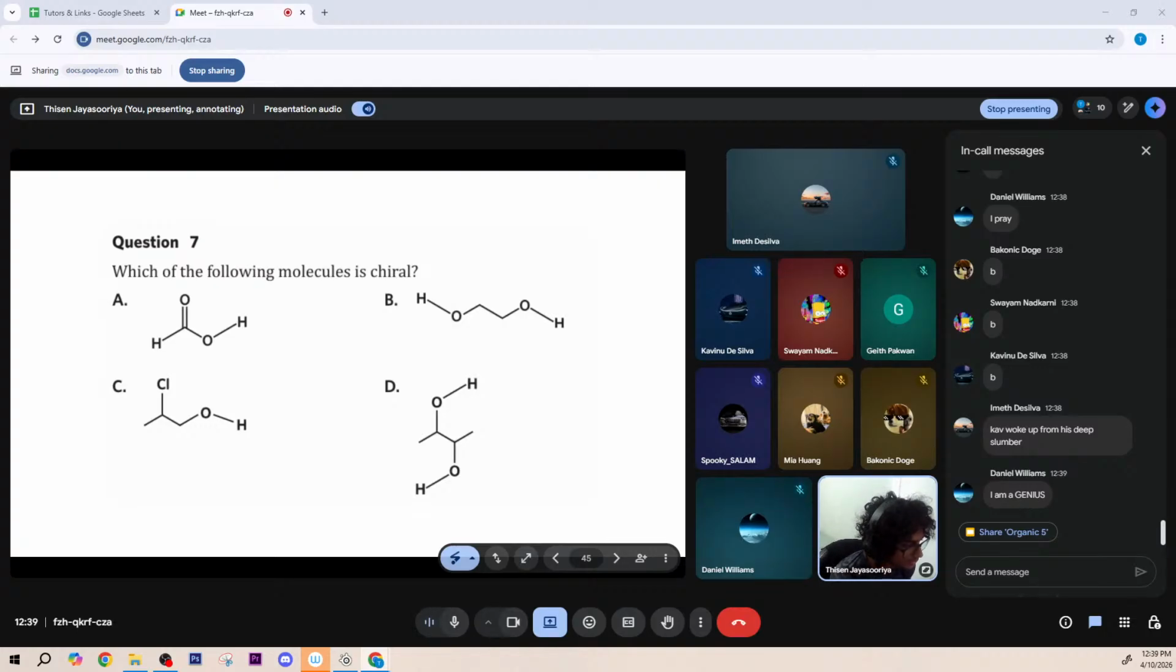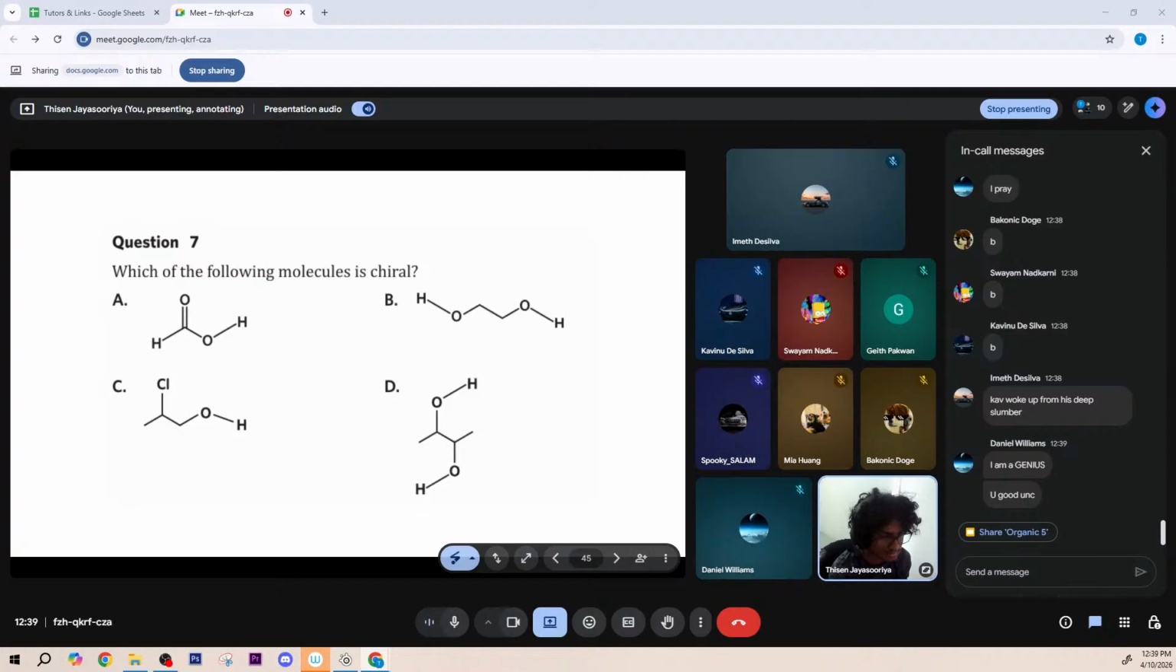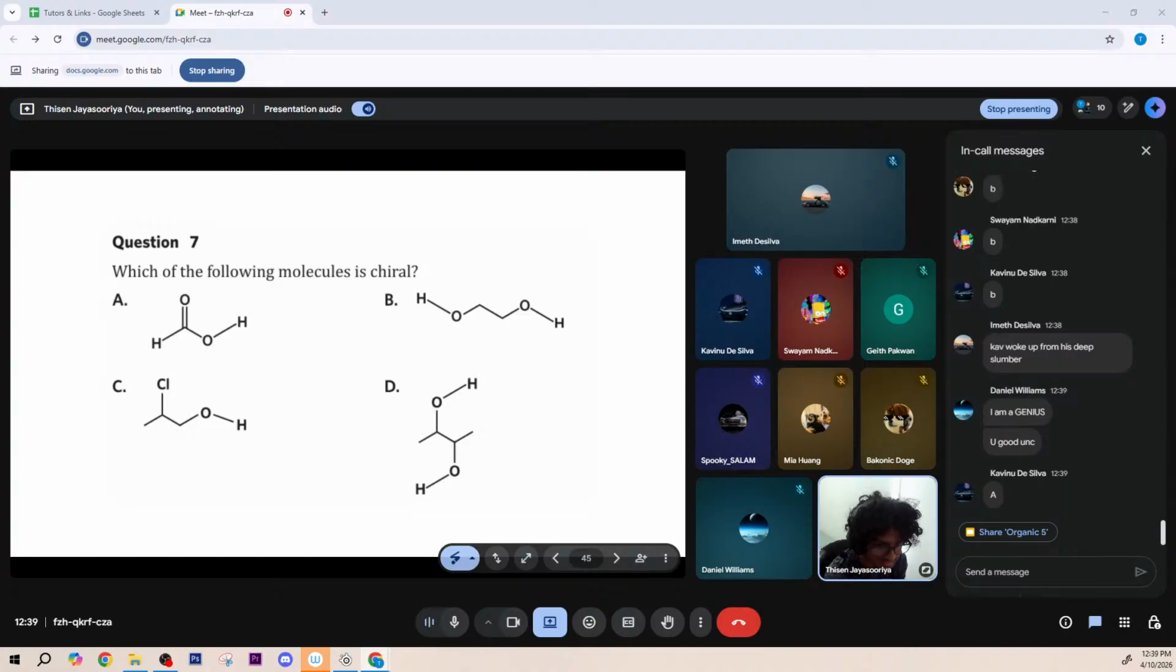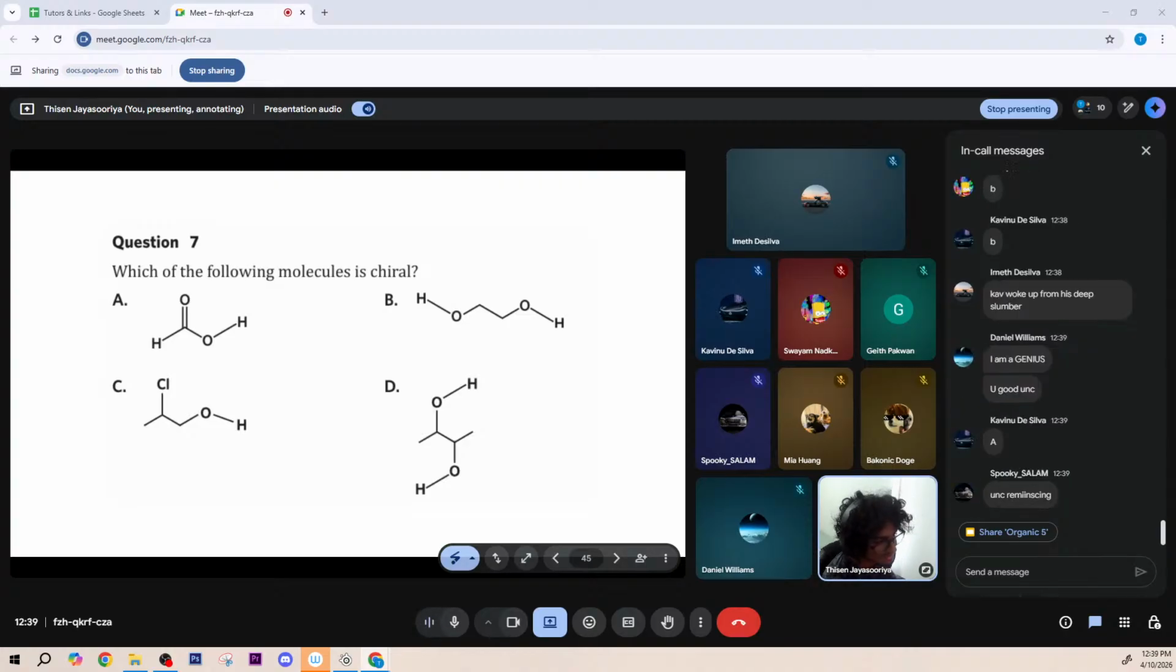Which one of these is chiral? Is it A, B, C, or D? What do you guys think? It is not A, because A is bonded to 3 groups only.